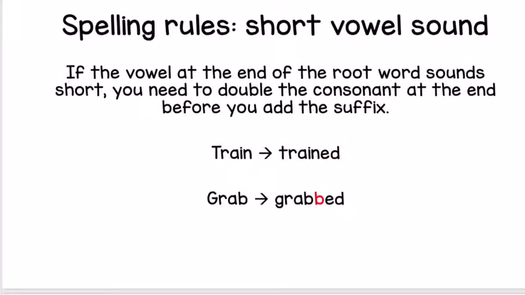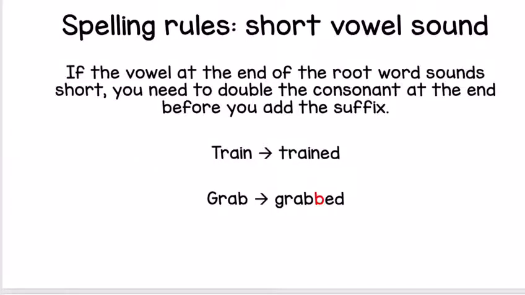Now the next rule that we're going to look at is a short vowel sound rule. So if the vowel at the end of the root word sounds short, so when you say it out loud it feels short in your mouth, you need to double the consonant at the end before you add the suffix. So let's work through some examples of these.